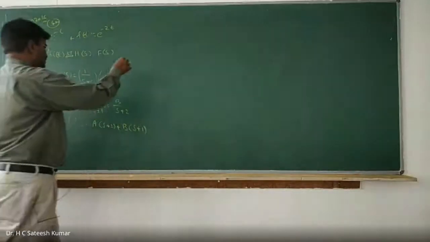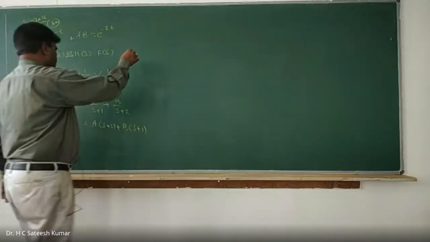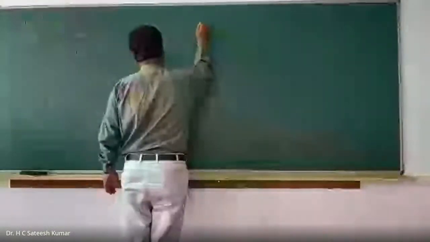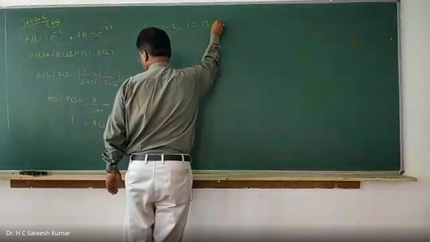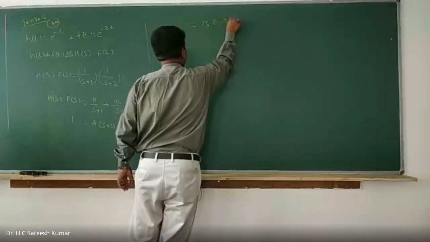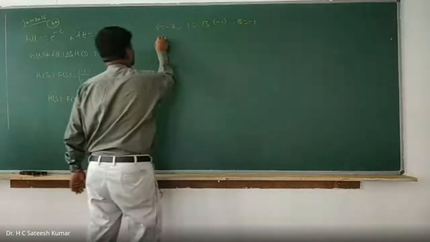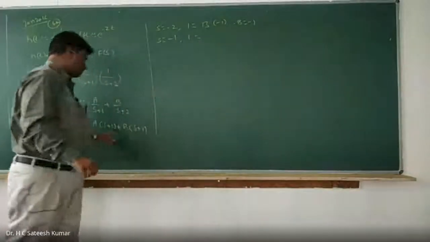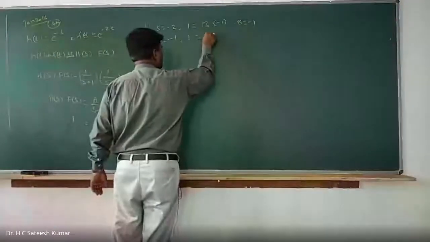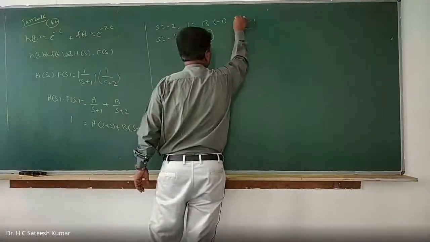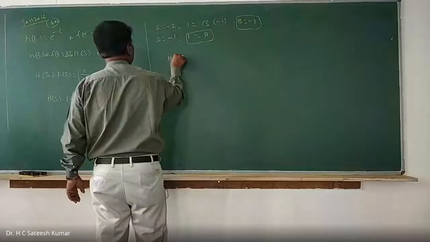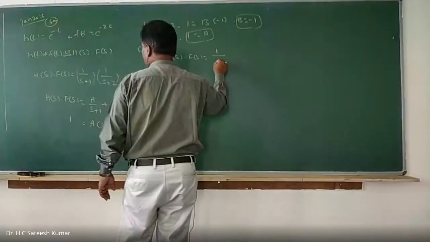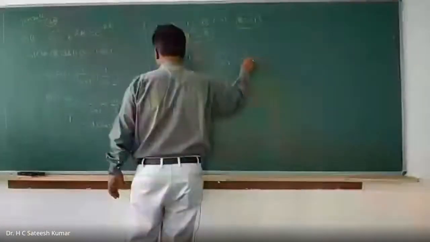Now put s equal to minus 2: 1 is equal to b into (minus 2 plus 1), which is minus 1. Therefore b is equal to minus 1. Put s equal to minus 1: 1 is equal to a into (minus 1 plus 2), which is 1. Therefore a is equal to 1 and b is equal to minus 1. Therefore H(s) into F(s) is equal to 1 divided by (s plus 1) minus 1 divided by (s plus 2).